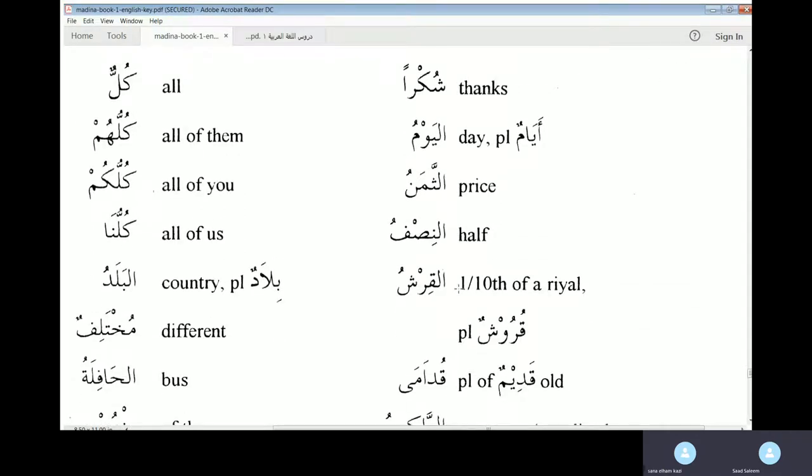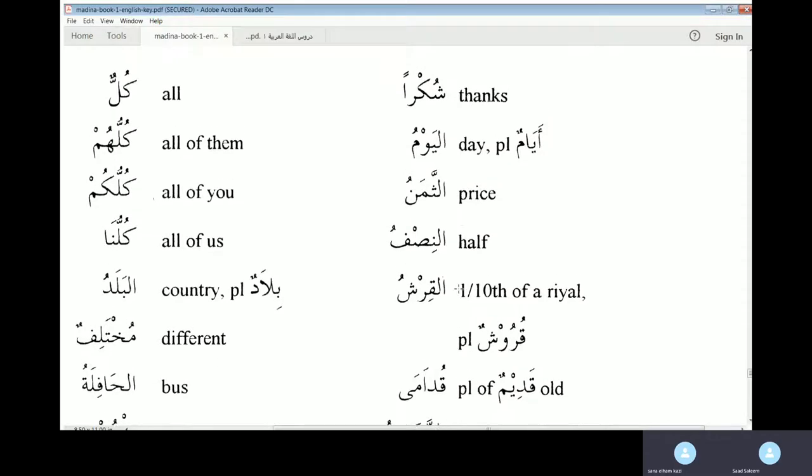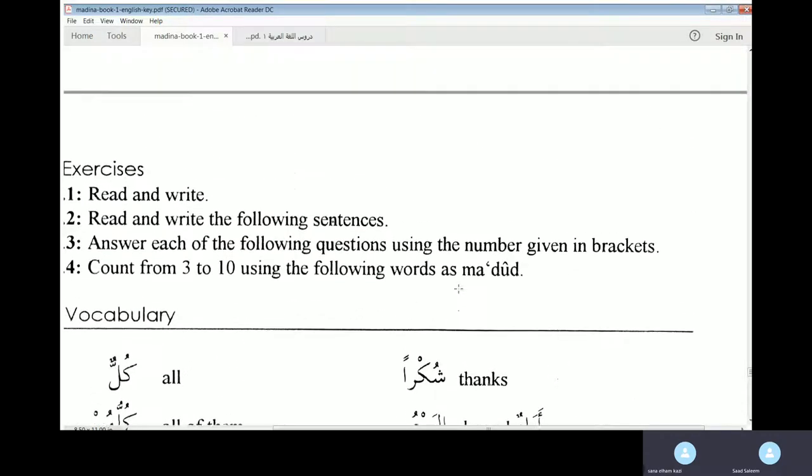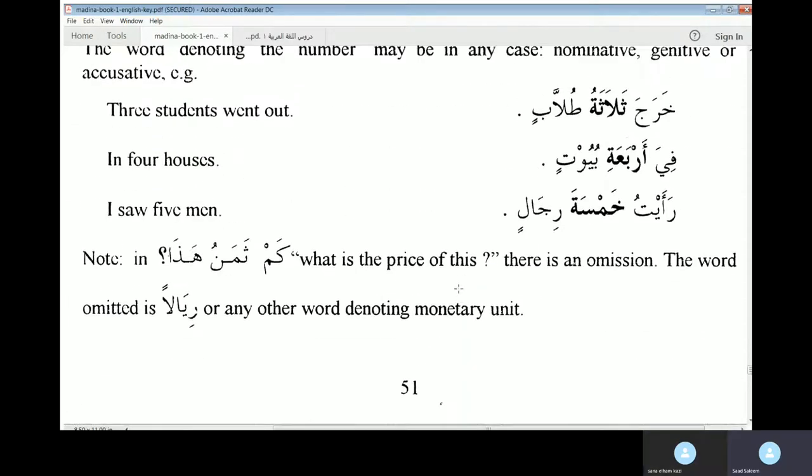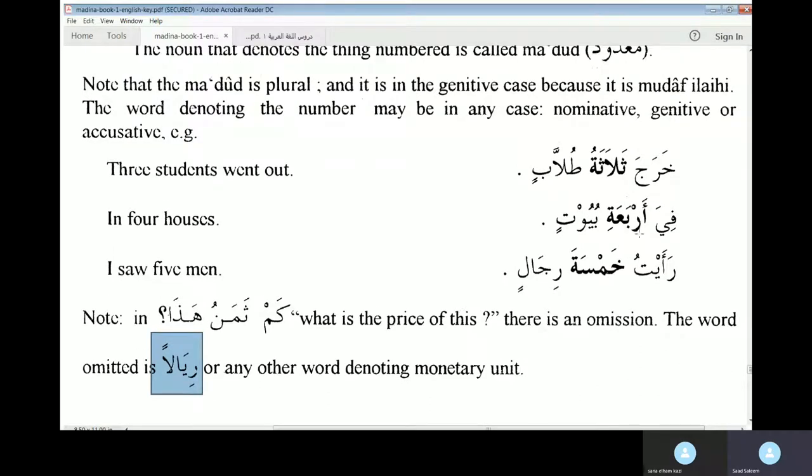What is the rule here? Ra'aitu khamsata rijalin. Ra'aitu is an action, it is a verb. And the action of this verb is done on five men. So that's why this five is mansub. And in fi arba'ati, because of fi, because of the harf jar, this word is majrur.